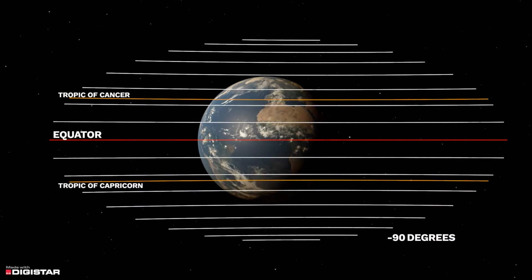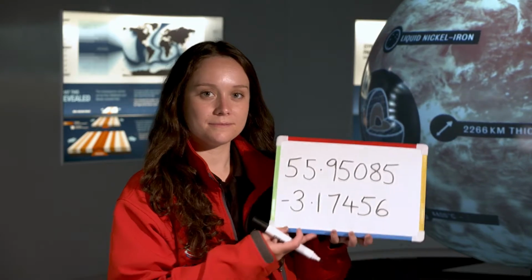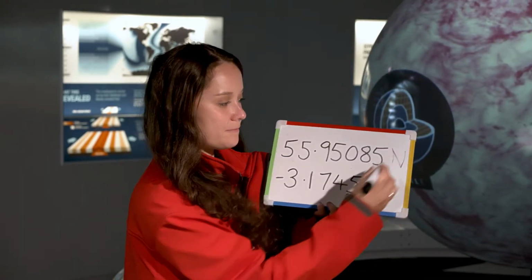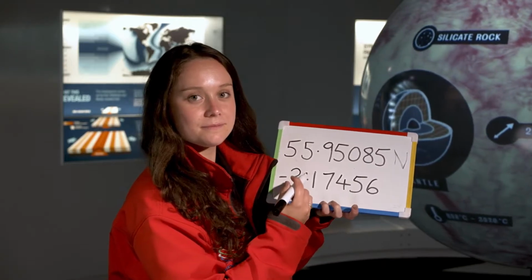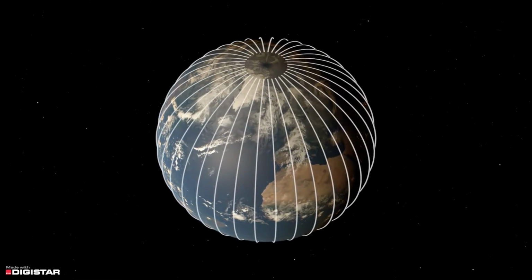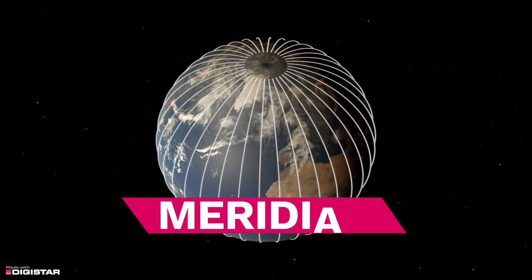So let's look at the coordinates we gave before. The first number is the latitude. It's positive, so we are about 55.9 degrees north of the equator. The second number is the longitude. Longitude lines are all the same length and they go all the way around the planet, crossing over each other at the north and south poles. A line of longitude is called a meridian.